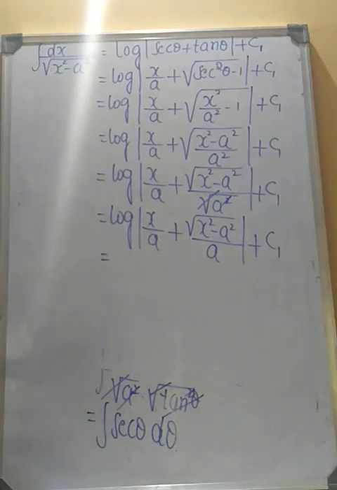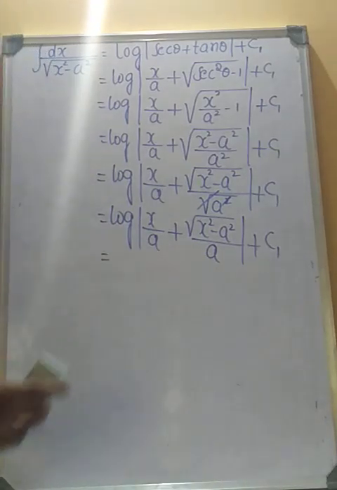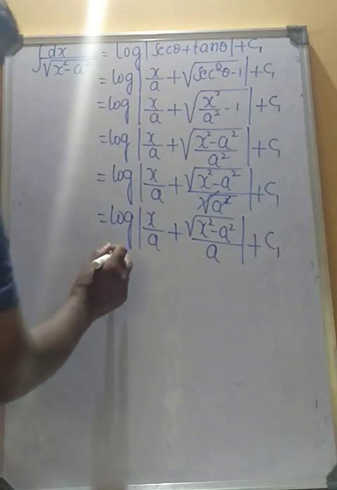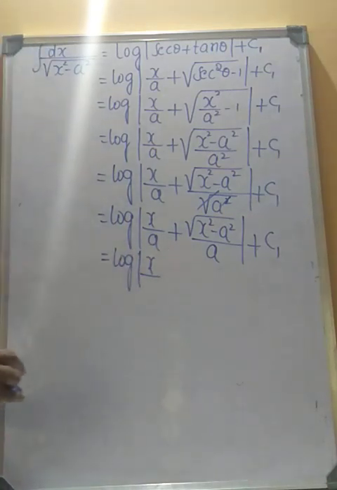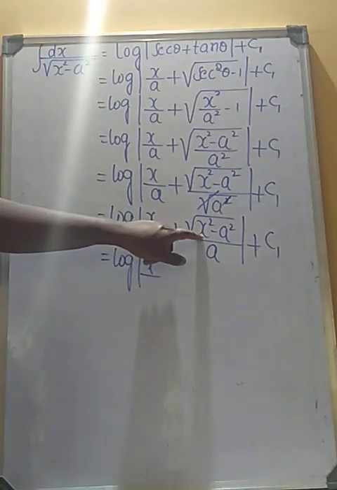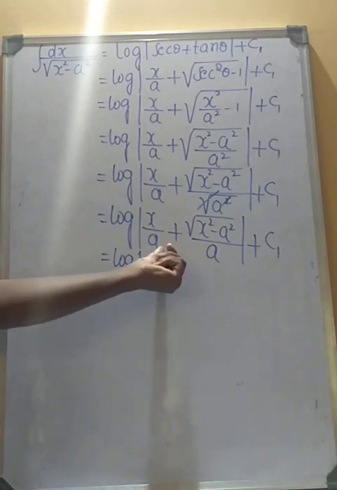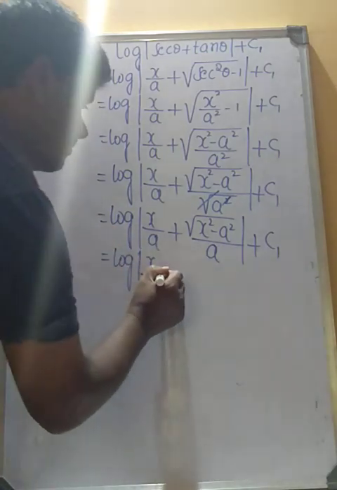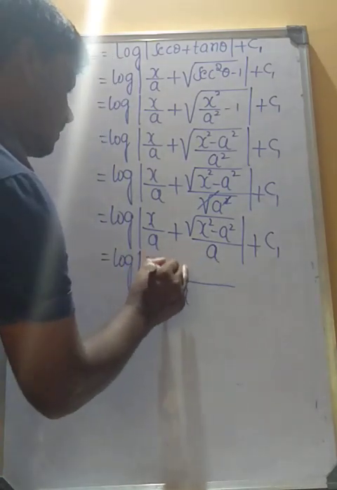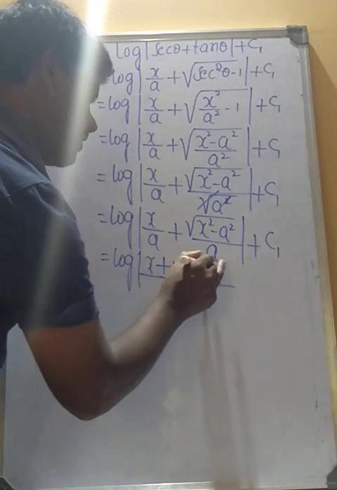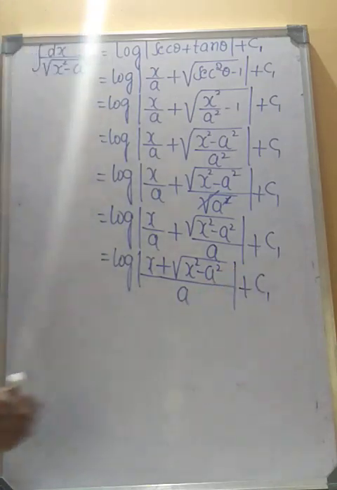So, log of x by a, log of mod x by a plus root of x square minus a square by a. Add these two terms; denominators are equal, so add the numerators: x plus root of x square minus a square, plus C1.